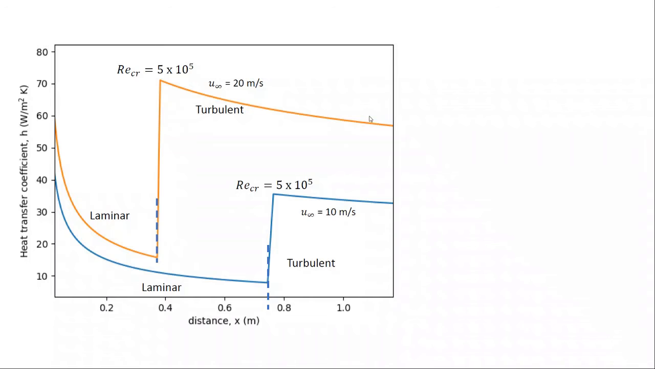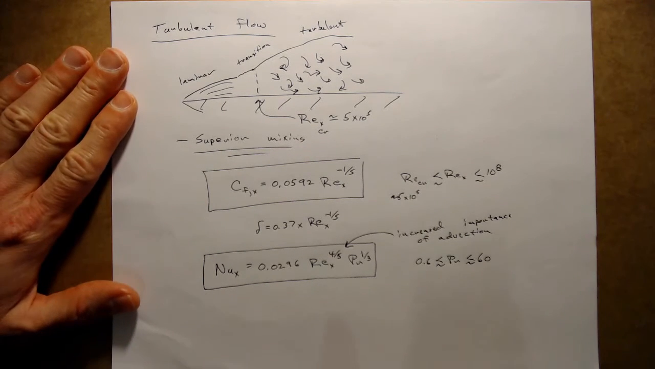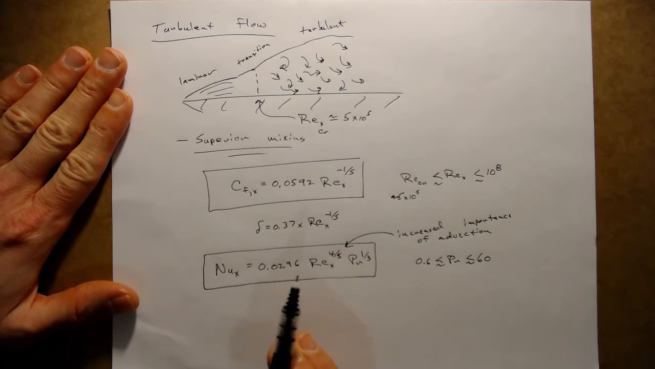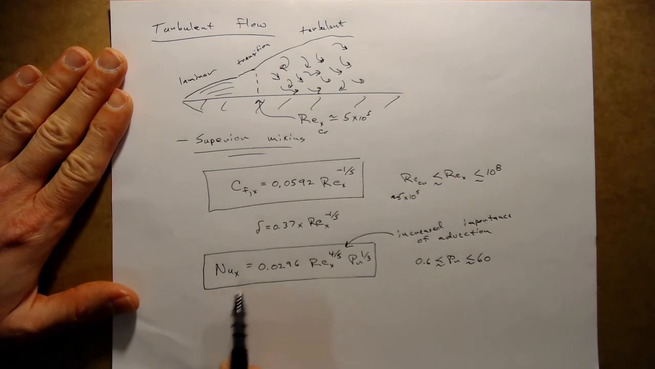Now there's still a decrease in the heat transfer coefficient with distance, and indeed this corresponds again to the growth of the boundary layer, but this decrease in heat transfer coefficient is much more gradual in the case of the turbulent regime. So we can quantify the behavior of the transport processes in the turbulent regime by looking at the mathematical expressions for the friction coefficient and the Nusselt number.